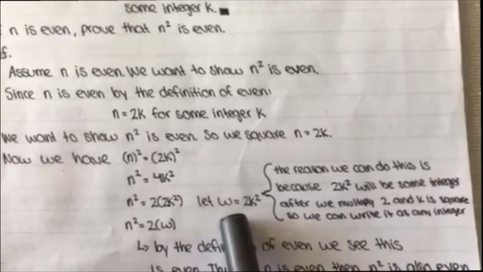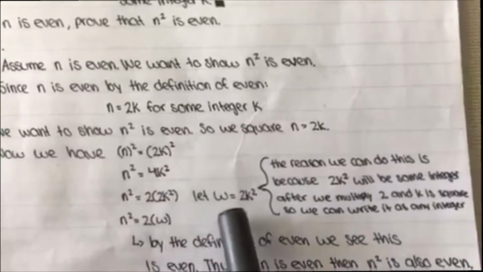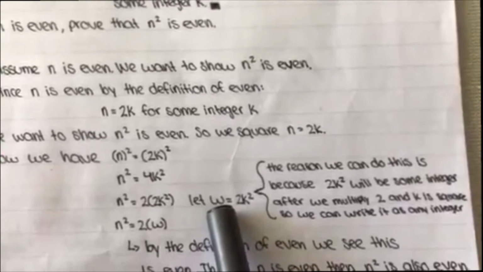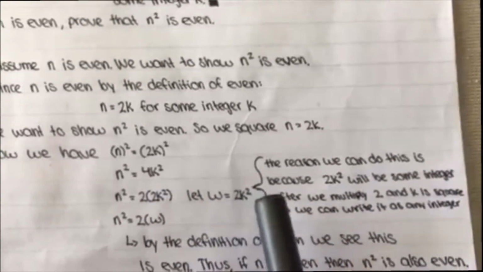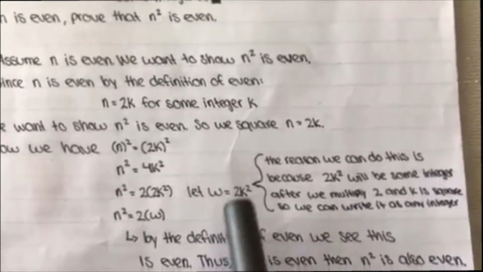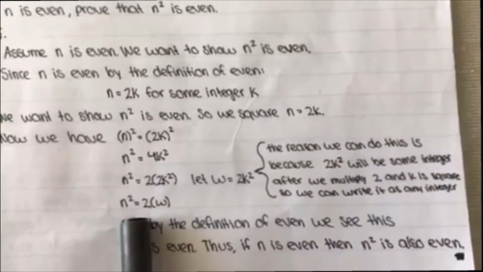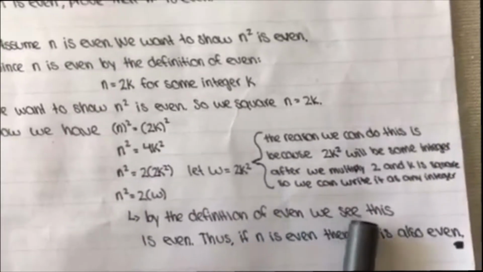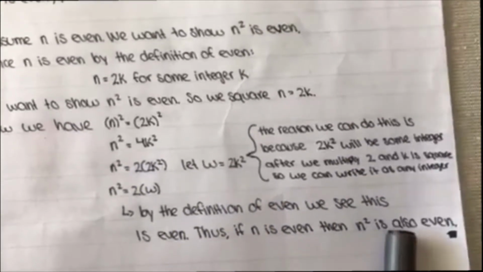This step right here is important because it leads us to a definition we know. So this w could have just been any other letter. I just chose for it to be w. But the key thing we need to recognize from here is this will be just some integer. 2 times k squared will be just some integer, and I just chose for it to be w. The letter we choose doesn't really matter. So now we're left with n squared is equal to 2w. By the definition of even, we see this is even. Thus, if n is even, then n squared is even.